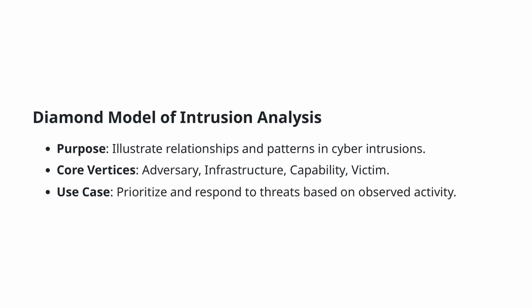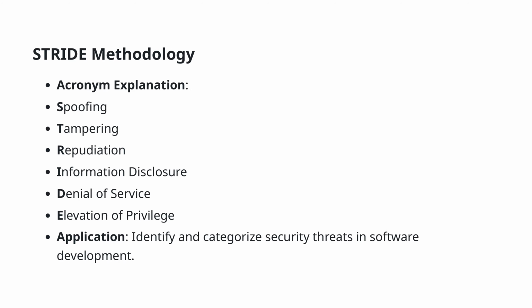Adversary represents the threat actor or group initiating the attack. Infrastructure refers to the physical and virtual resources used by the adversary to launch and sustain attacks. Capability encompasses the tools, techniques, and procedures employed by the adversary. Victim denotes the targeted individual, organization, or system. By analyzing and mapping these elements, security teams can prioritize and respond more effectively to threats. The Diamond model facilitates a deeper understanding of the adversary's operations and intentions, helping organizations to predict potential future actions and mitigate ongoing threats.